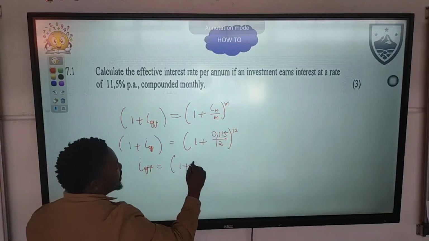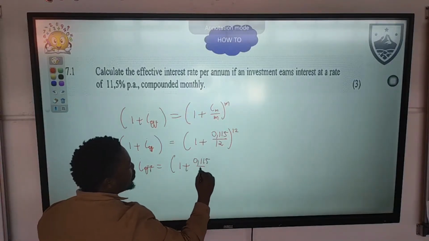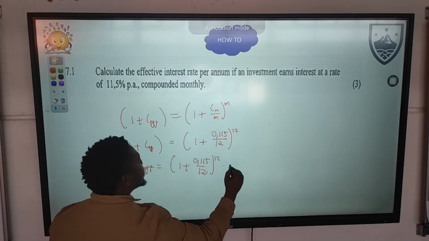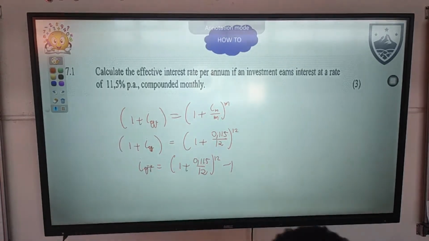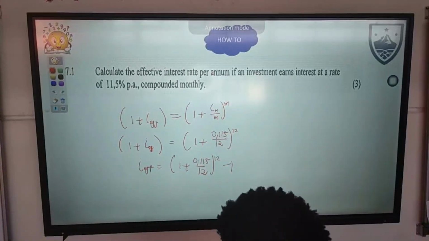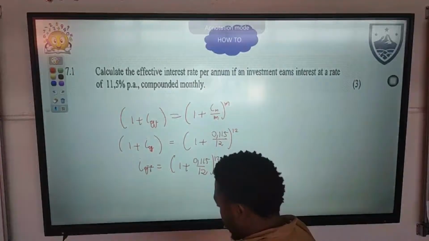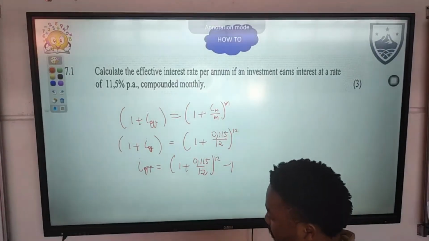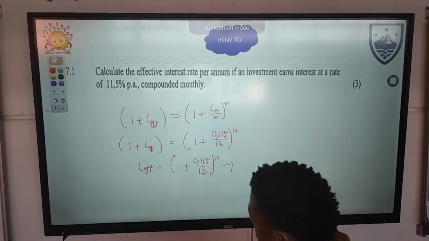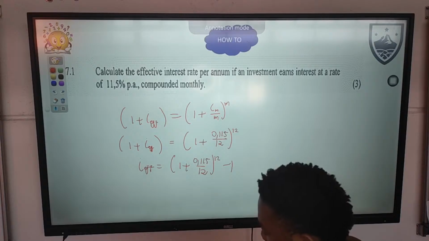So our answer will be 1 plus 0.115 over 12, to the power of 12, and then minus 1. If I press this on my calculator, it will be: open bracket, 1 plus 0.115 divided by 12, and then close bracket and go to the power of 12, and then minus 1. Don't be lazy to press the calculator, and put in what you see there.